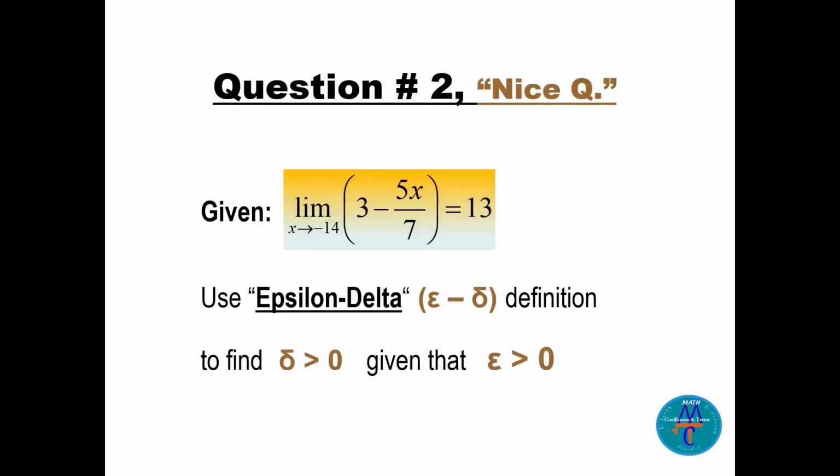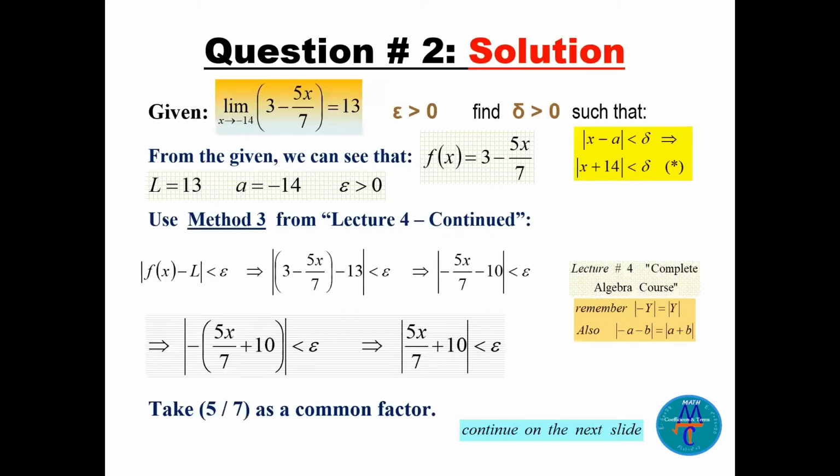Question number 2 is a really nice question. Given the limit of the function 3 minus 5x over 7 as x goes to minus 14 is equal to 13, use the epsilon delta definition to find delta given that epsilon is greater than 0. So here epsilon is not given as a specific number, but it is a positive number.